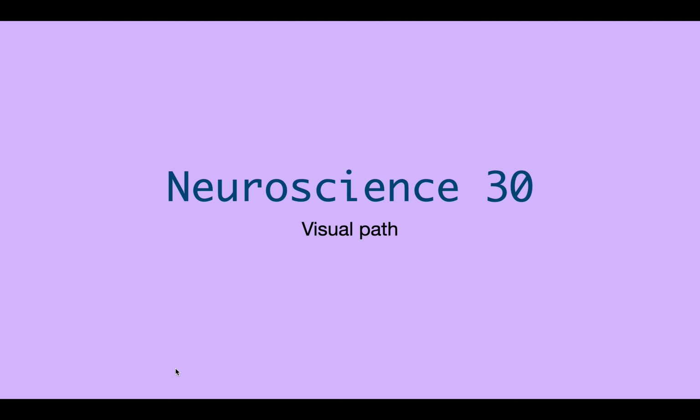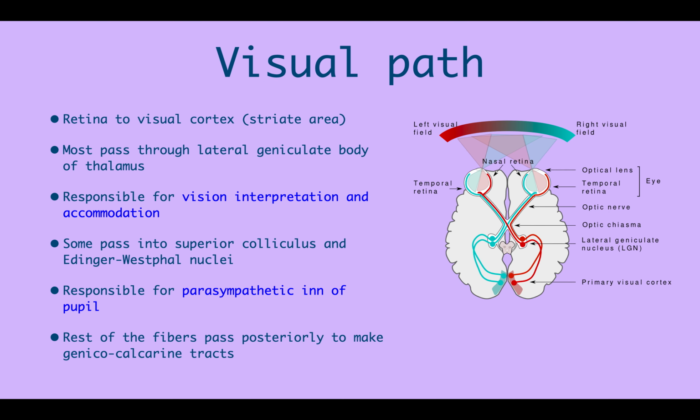Today we're going to go in depth of the visual path and vision itself. The visual path is pretty straightforward. It goes from the retina to the visual cortex through the striate area. And most of the axons will pass through the lateral geniculate body of the thalamus. So all of this is going to be responsible for vision interpretation and the act of accommodation.